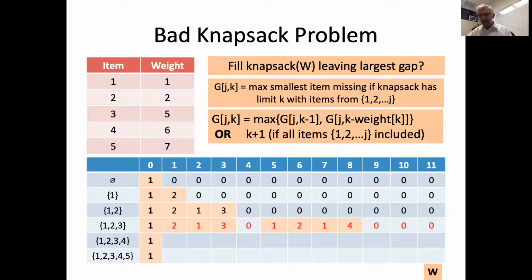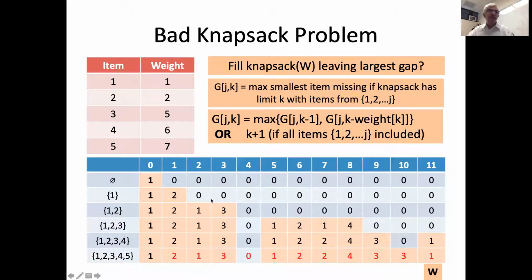Now let's see how this is useful. It'll start to make sense in a couple of minutes. When I fill up the next row, that's what it looks like. And then I fill up the next row, and that's what it looks like. And what you'll see here is that if I have a weight of 11, the best I can do is to miss the first item, which means that because the first item had weight 1, I would be able to fill it up all the way up to 10 and leave a gap of 1.